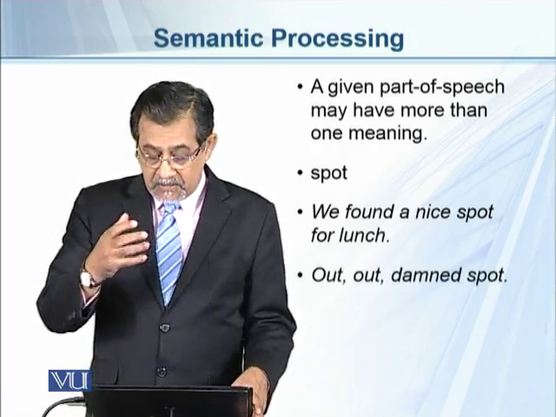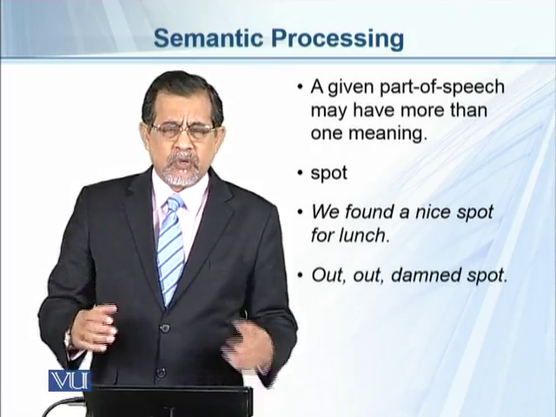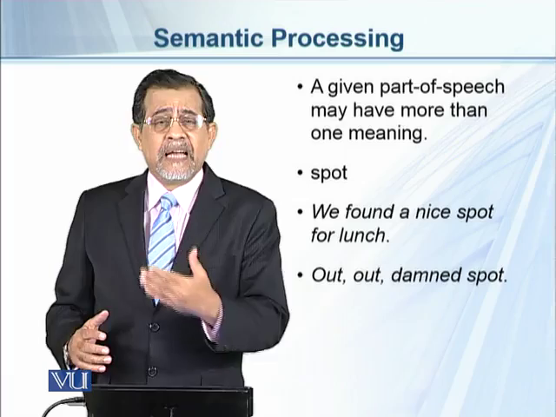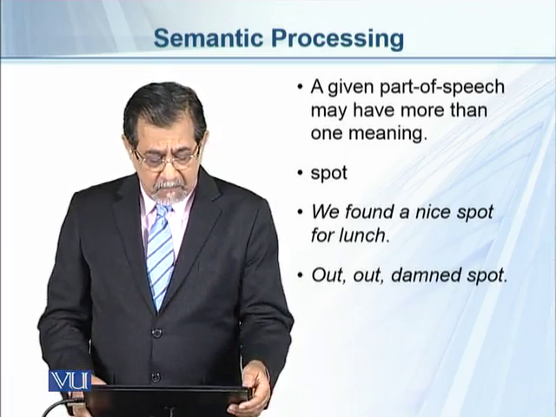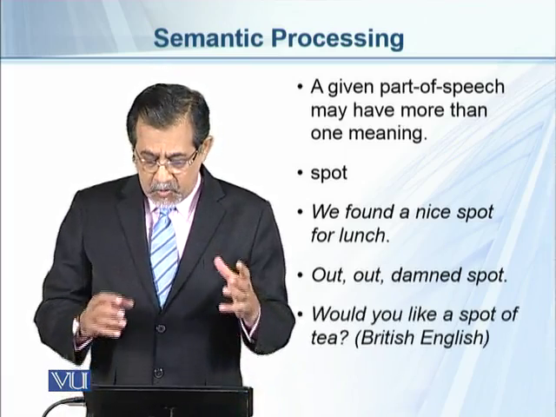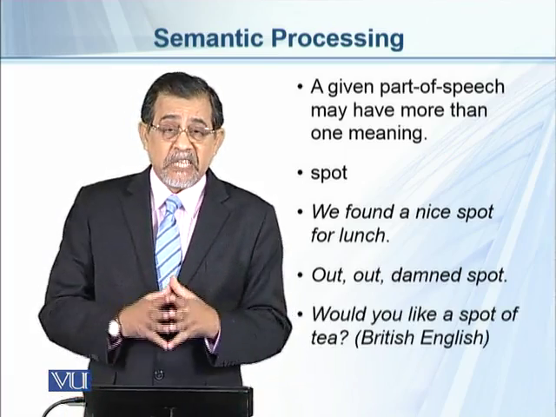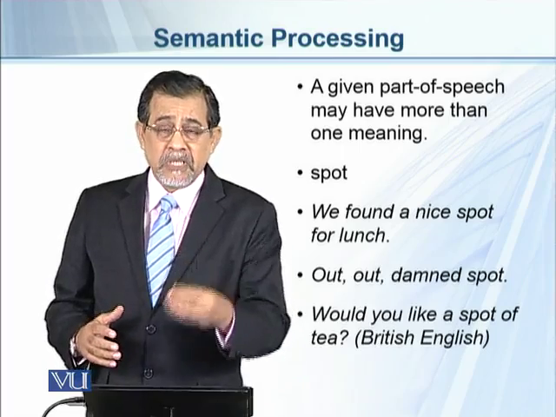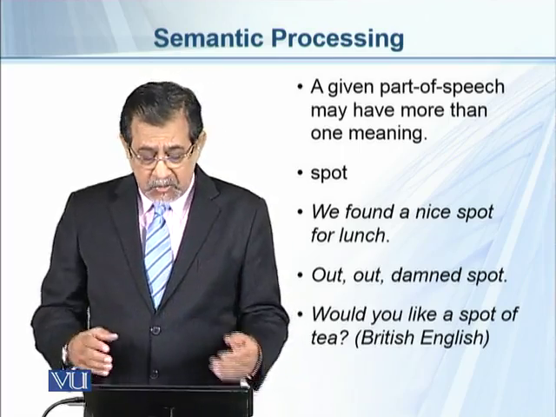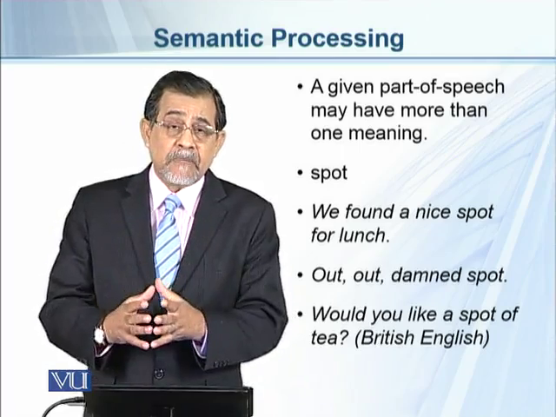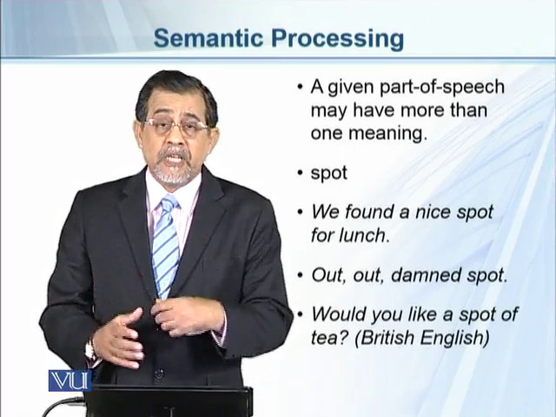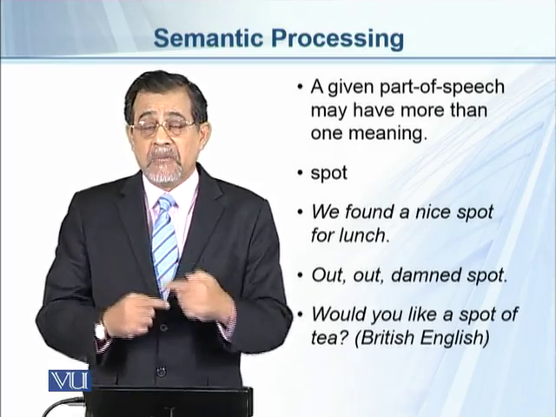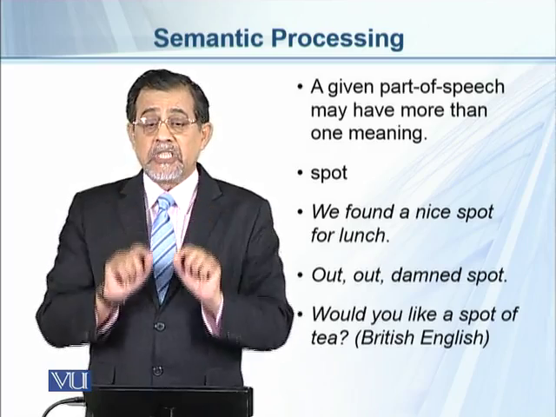In the second instance, "out, damn spot." In this second example, obviously spot means a stain, right? A blot, a stain. In the third, "would you like a spot of tea?" It's a British use of the word spot. It means some tea, a little amount of tea. So in all these sentences, the meaning of the word spot is different. So when a computer finds such a word with different meanings, how does it reach the exact meaning?